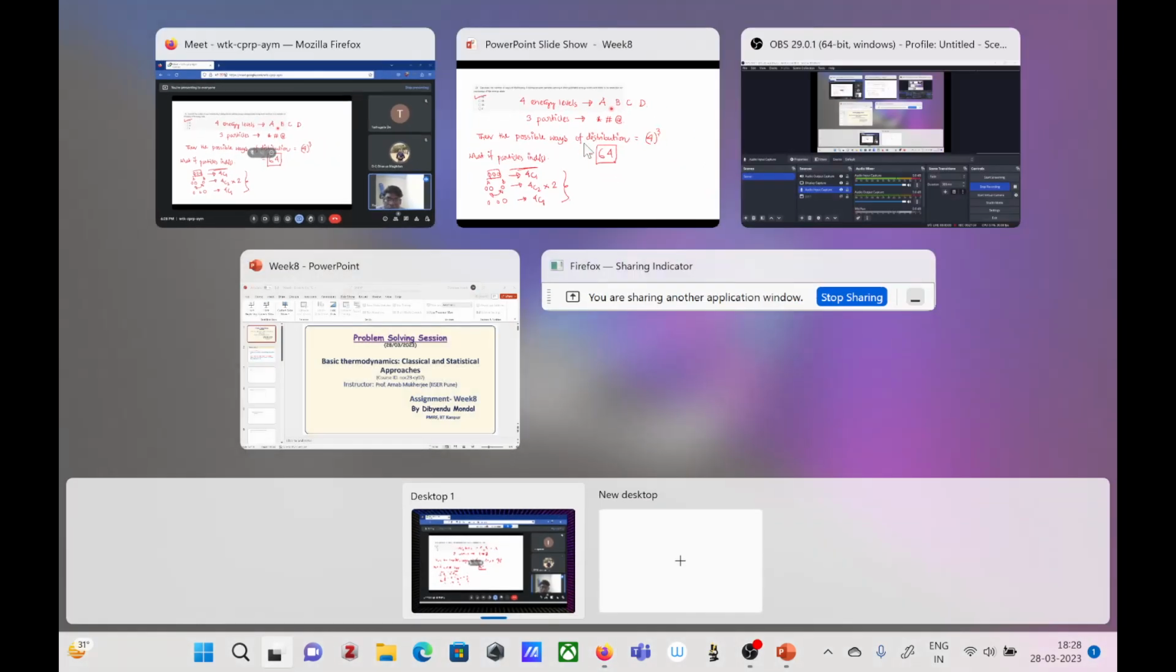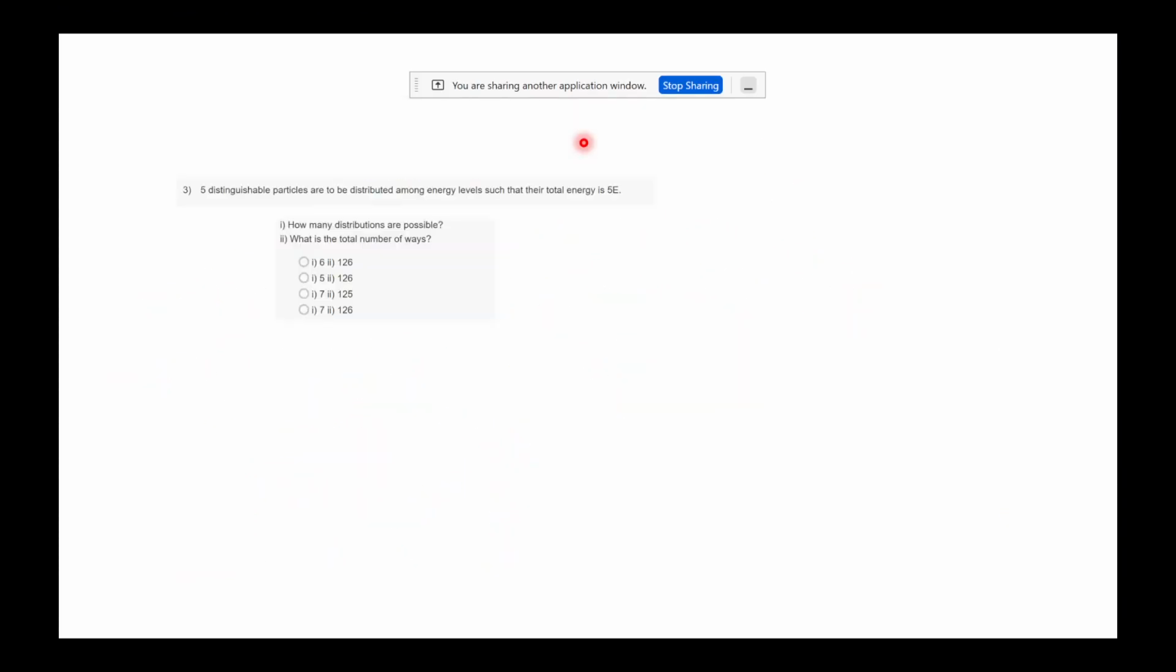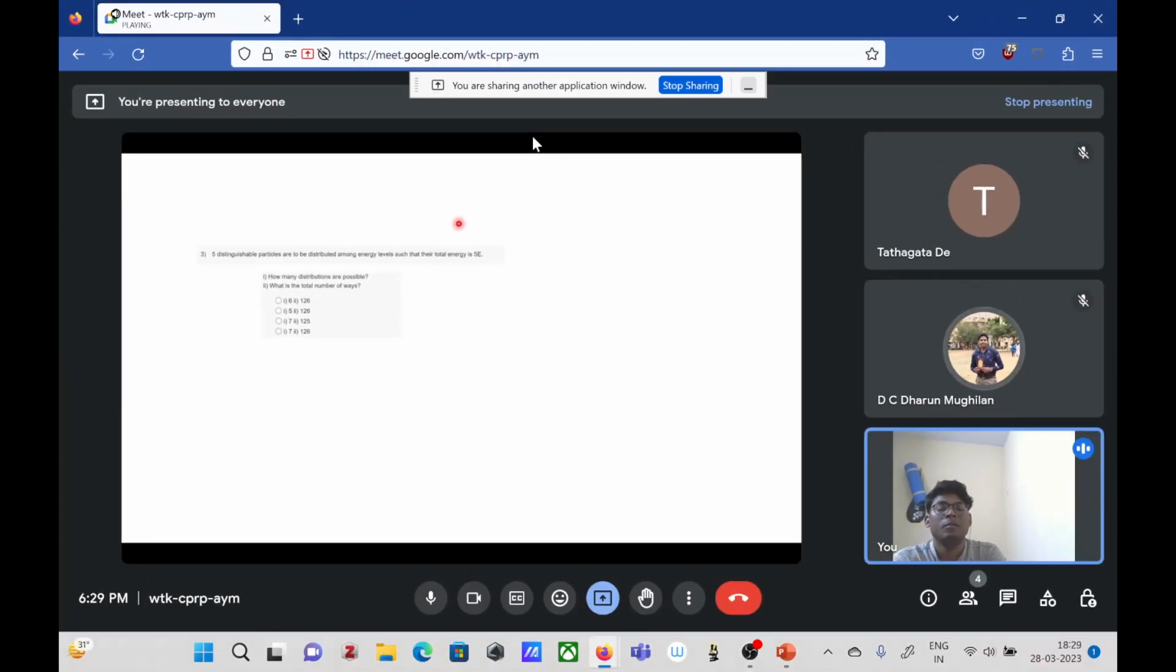Okay, should we proceed to the next problem? Sure, sir. Okay, so this is an interesting problem. The problem says 5 distinguishable particles are to be distributed among energy levels such that their total energy is 5e. How many distributions are possible, and what is the total number of ways?